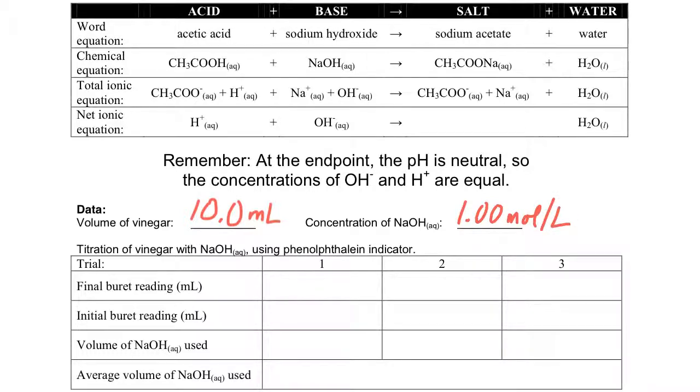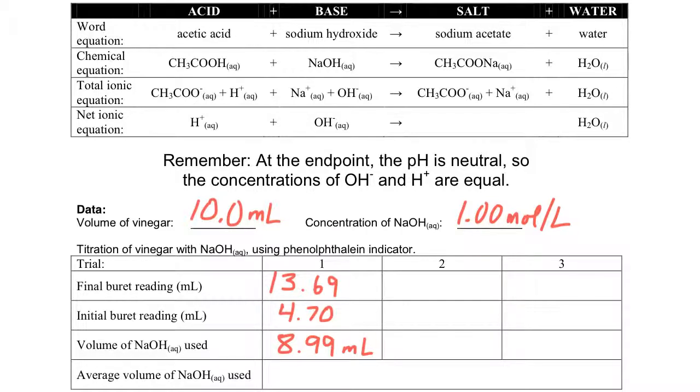So we have that. Now the initial burette reading was 4.70 milliliters. Once I reached the end point, the final burette reading was 13.69 milliliters. So if you do the math, you just subtract the initial burette reading from the final burette reading, and it ends up being 8.99 milliliters. So that is the volume of sodium hydroxide that I added to my vinegar.